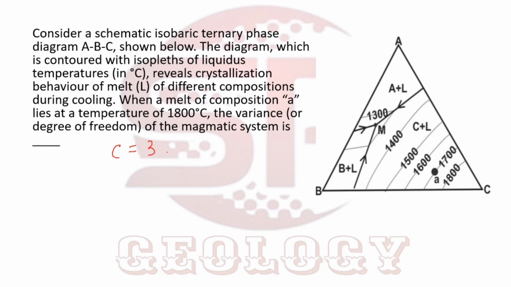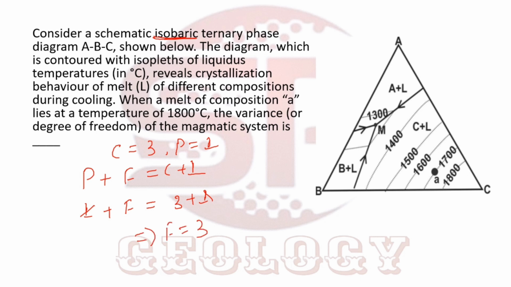So the number of components here will be 3, it is a tri-component system. The number of phases will be 1 because it is in melt condition. It is isobaric, so you have to calculate like this: P plus F equals C plus 1. So P is 1, degree of freedom we have to calculate, C is 3, plus 1. So the degree of freedom will be 3.